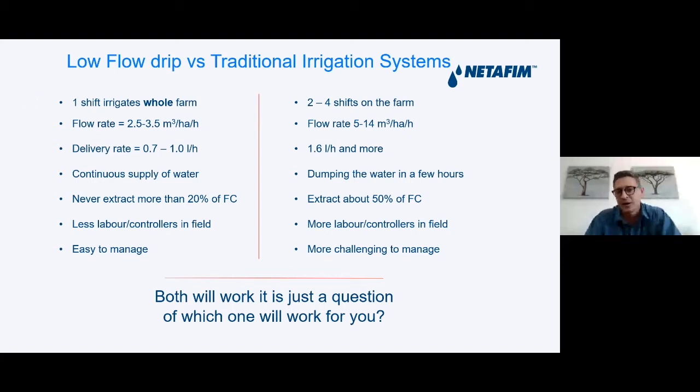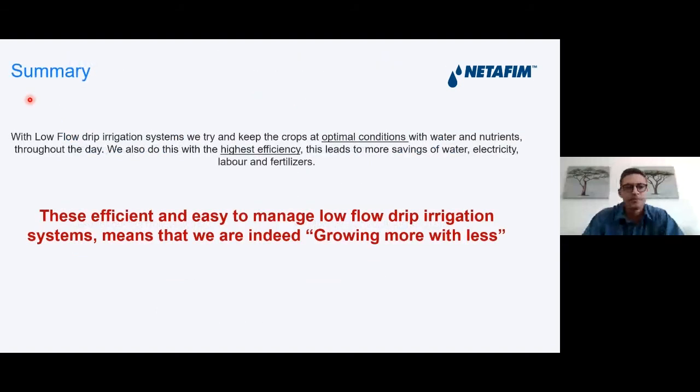So to summarize, I try to keep it short here. With low flow drip irrigation systems, we try to keep the crops at optimal condition with water and nutrients throughout the day. Again, the sweet spot that I spoke about a lot today. We also do this with the highest efficiency. Again, minimal losses to the atmosphere, no evaporation or minimal evaporation from the soil surface, no wind factor taking place as with overhead irrigation.